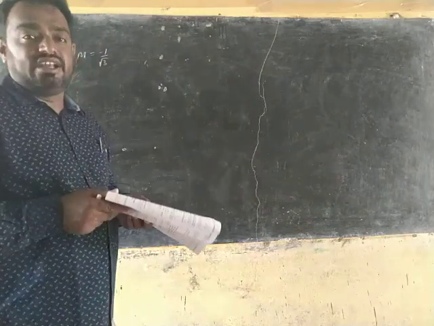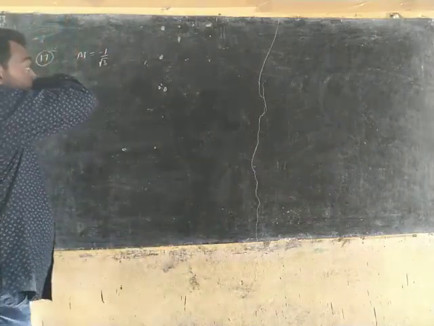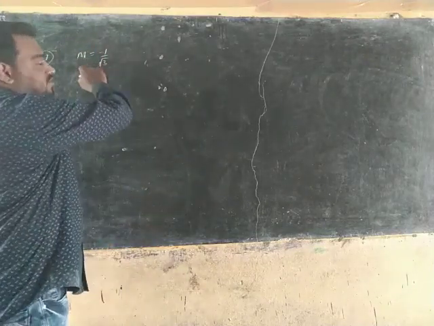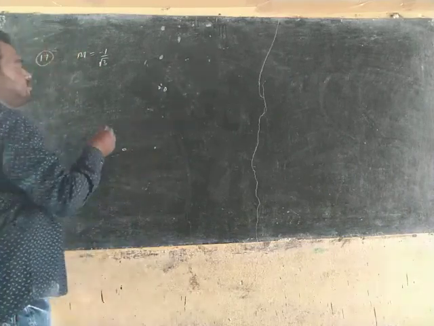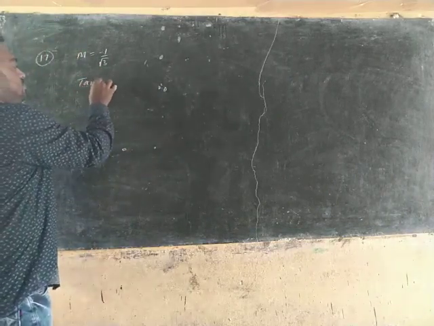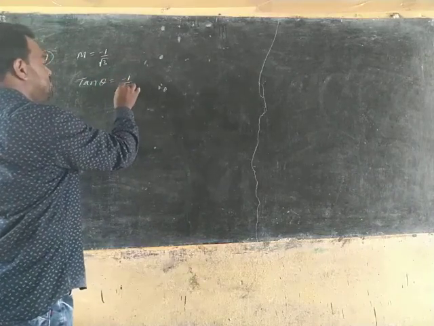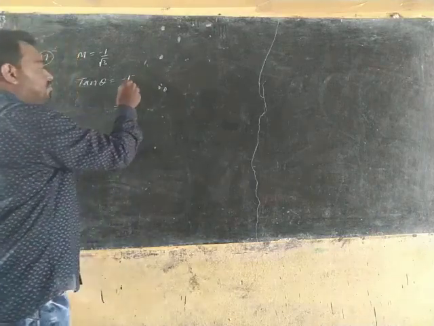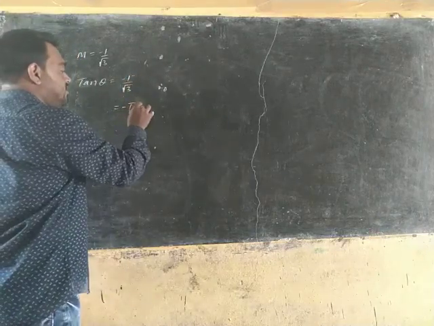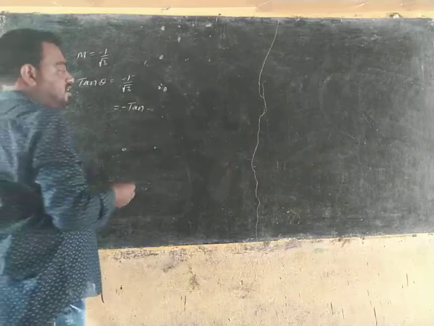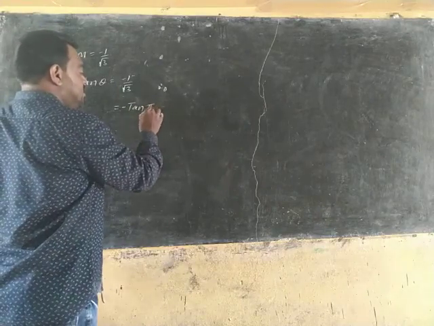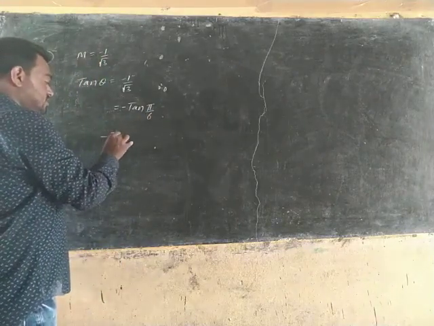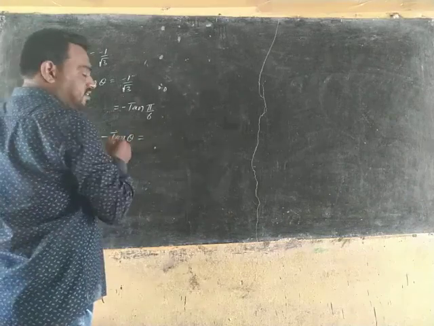Inclination is nothing but the theta value we need to find. So here m is equal to minus 1 by root 3. We have the formula: the slope of the line, m is equal to tan theta. So tan theta is equal to minus 1 by root 3. This is minus; you write 1 by root 3 as it is. For which angle is the tan function 1 by root 3? tan 30 degrees, so pi by 6.